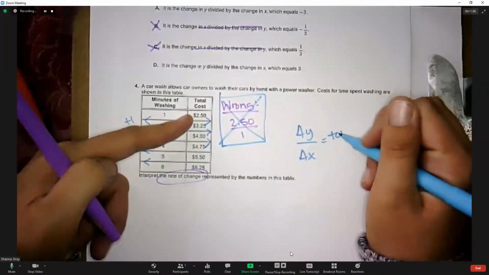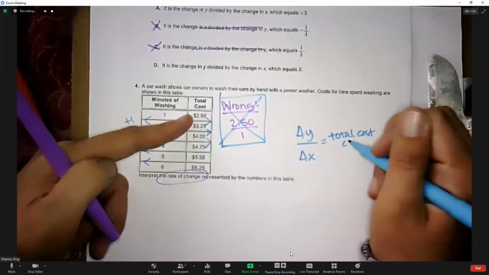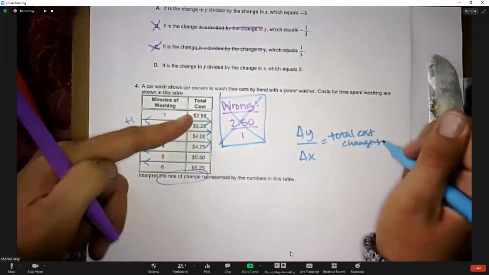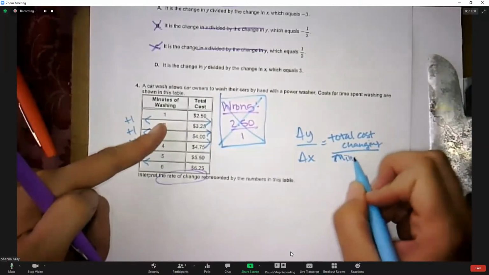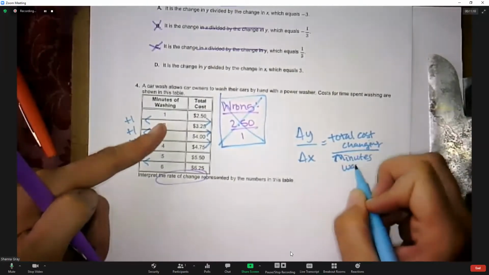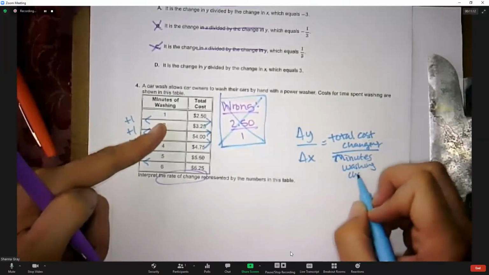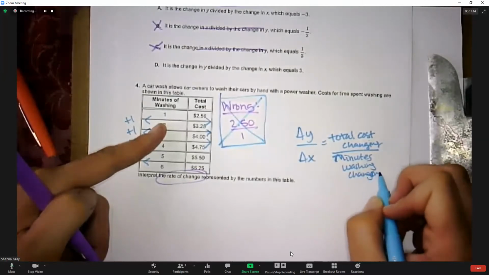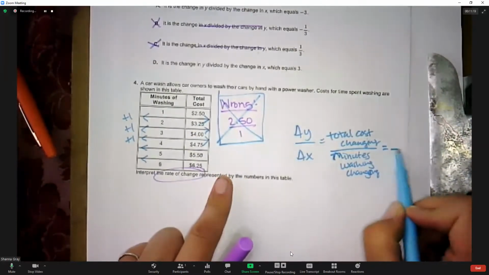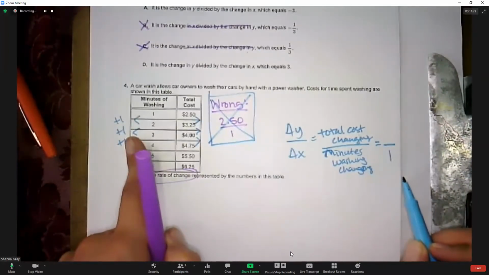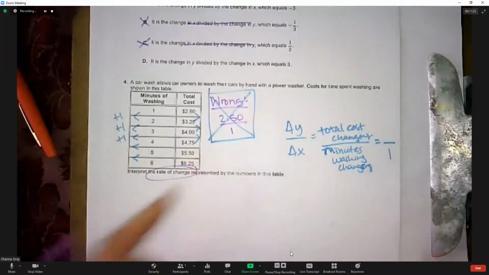So how much is the total cost changing divided by the minutes washing paint. So this is changing by 1 on the bottom here, right? It's changing by 1 minute every time we go through the table. But then on this side, we'll let you figure that part.